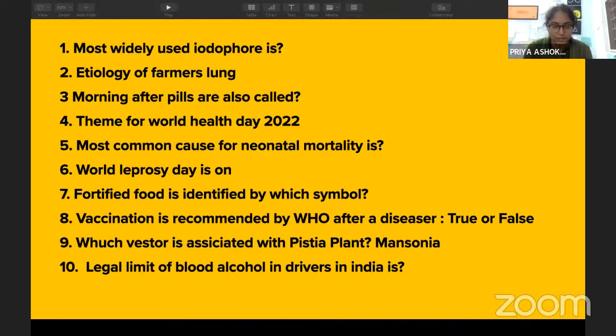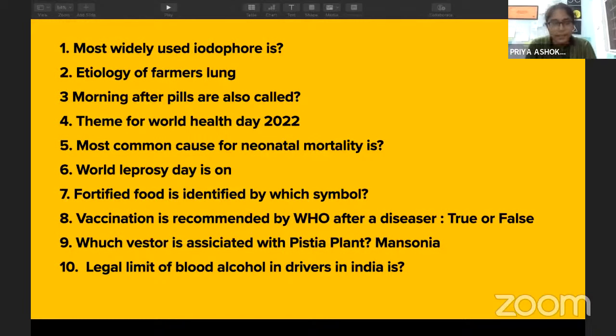Let me tell you the question. Turn on the timer also. Okay. Chandler's index is used for which organism? Chandler's index. Sandfly. Okay, so that goes wrong. It's for hookworm. Okay, because I put up the answer for the 9th one here.